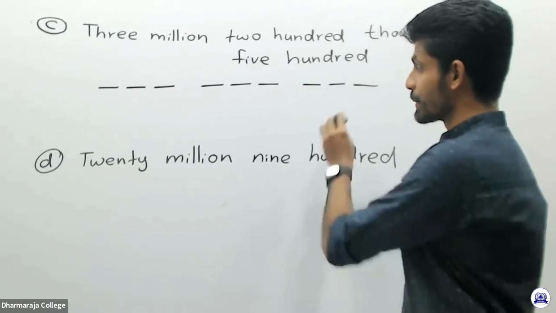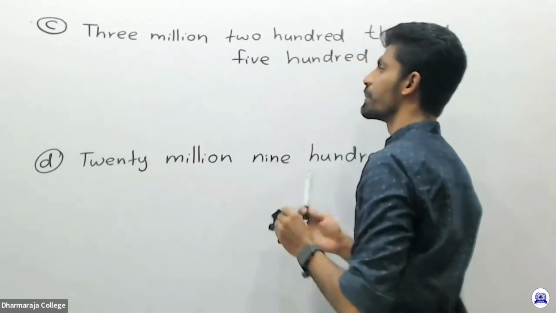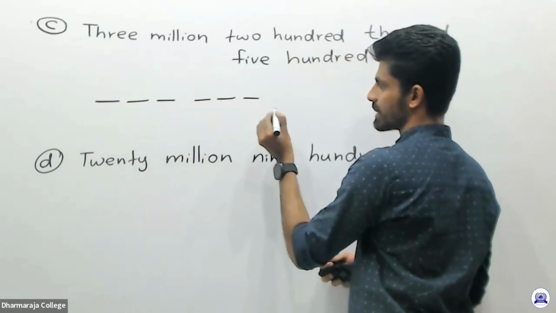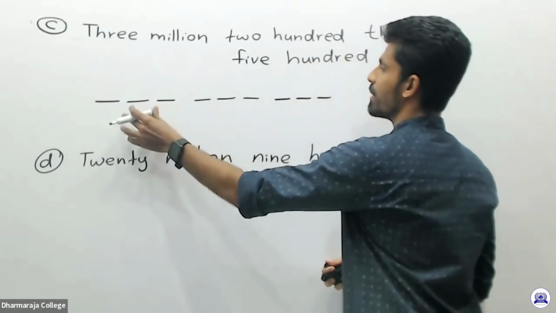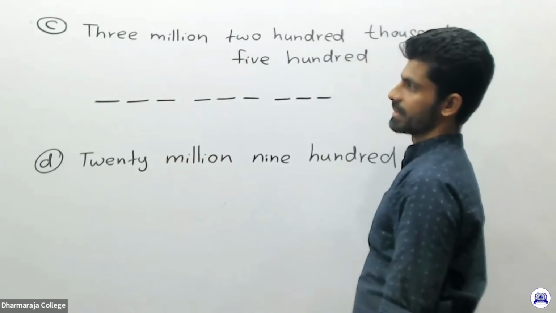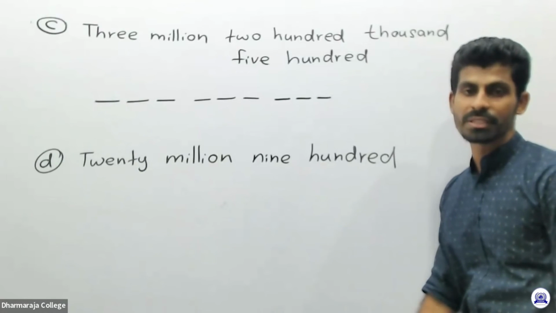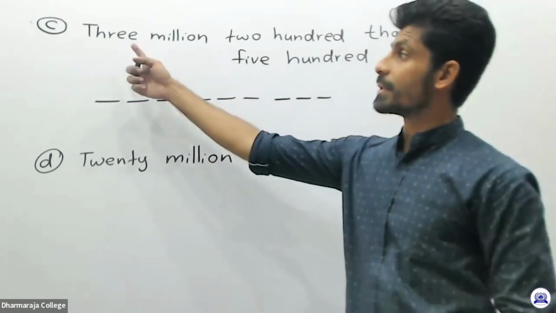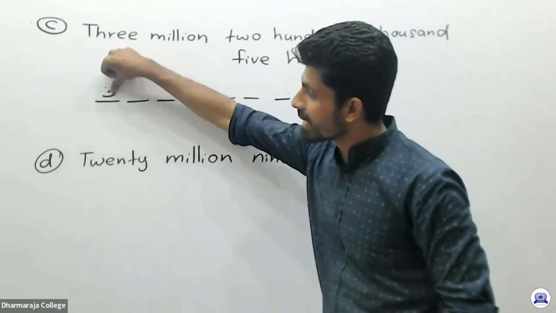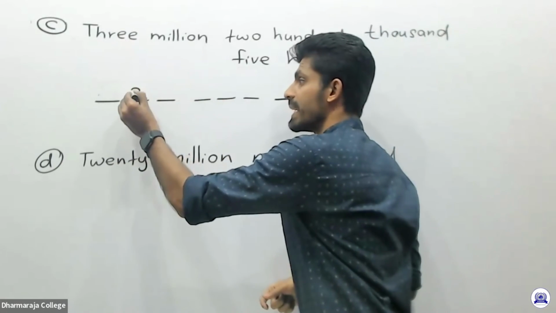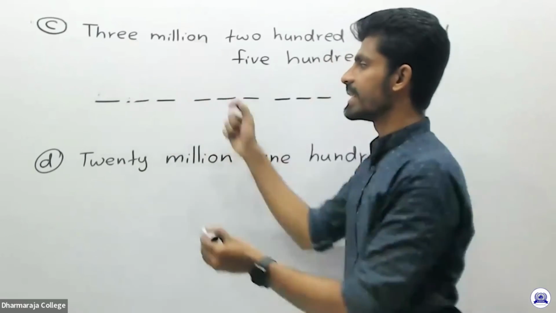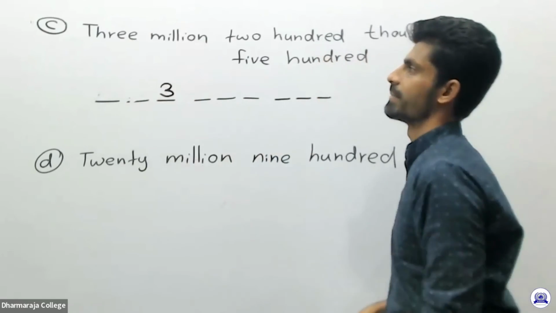3 million means millions period, no? Units period, thousands period, millions period. 3 million. If you write it down here, it is 300 million. If you write it down there, it is 30 million. No, 3 million. Very easy. That means 3 million.